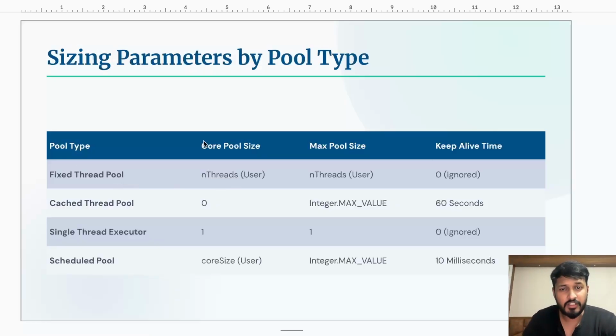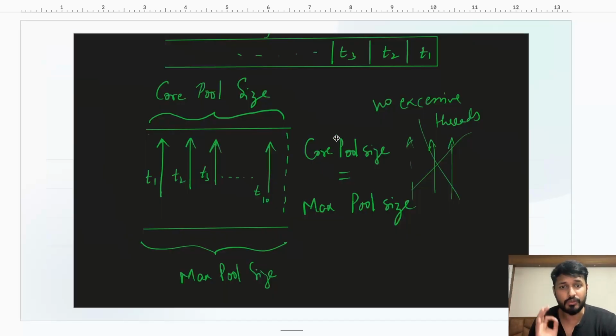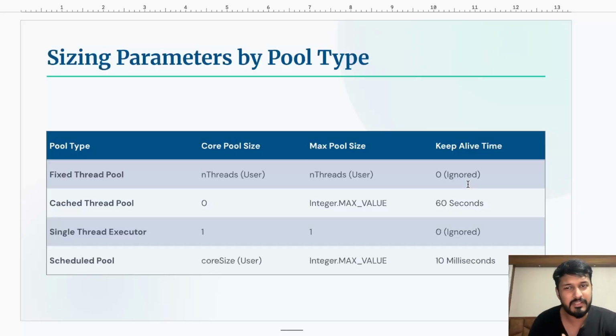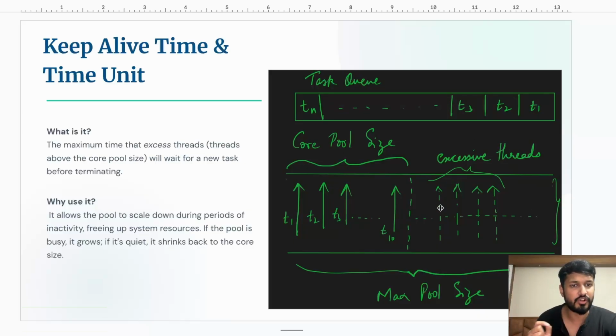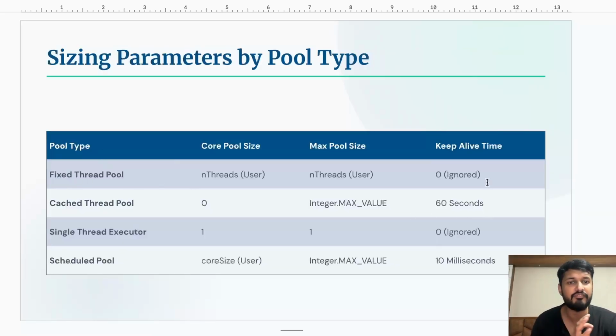So for fixed thread pool, the core pool size and max pool size is equal, and it is equal to whatever value the user passes in the constructor. Now since both core pool size and max pool size are equal, there will be no excessive threads created, right? And since there are no excessive threads created, there will be no termination of threads. And since there is no termination of threads, that is why keep alive time is 0. Now this 0 here can be misleading, but it means keep alive time is ignored or is not applicable for fixed thread pool, because keep alive time is only applicable for destroying excessive threads, and since there are no excessive threads, therefore keep alive time is ignored in case of fixed thread pool.